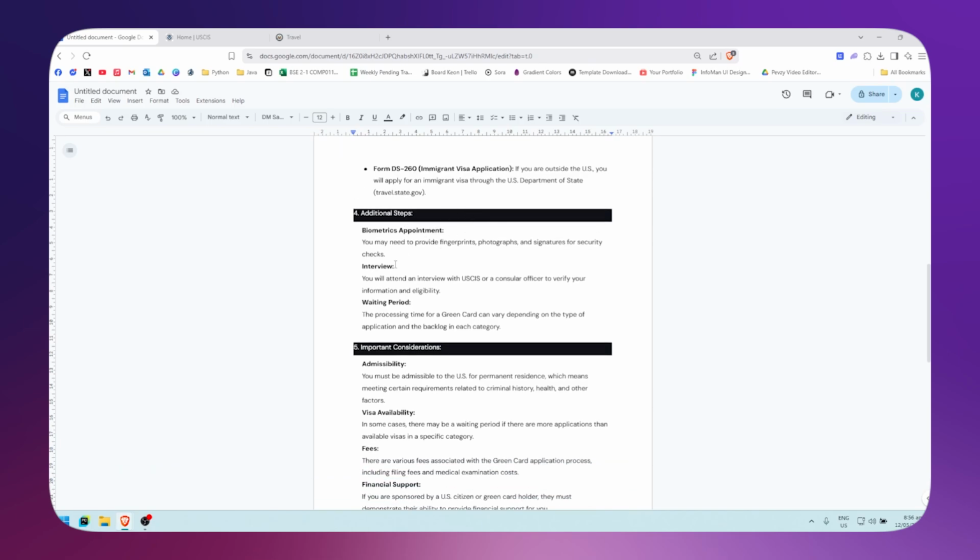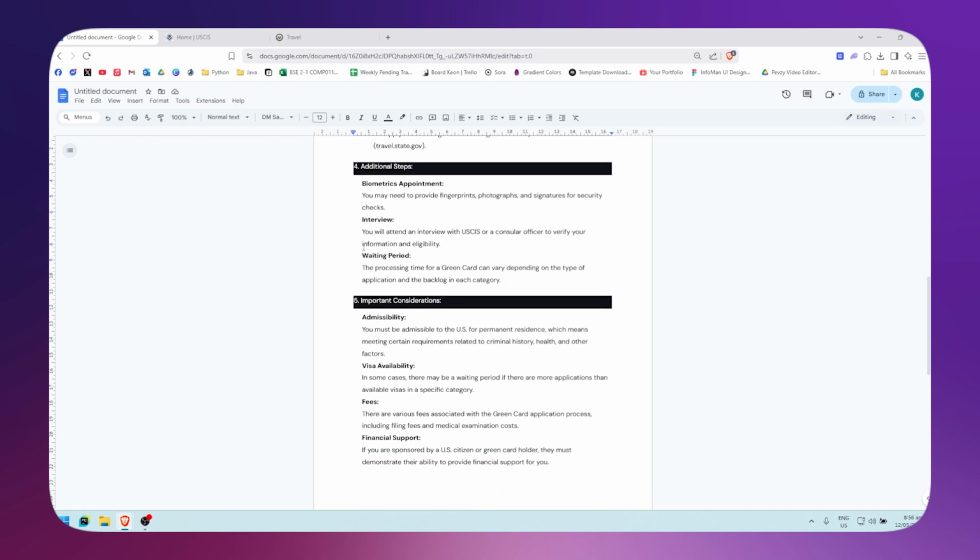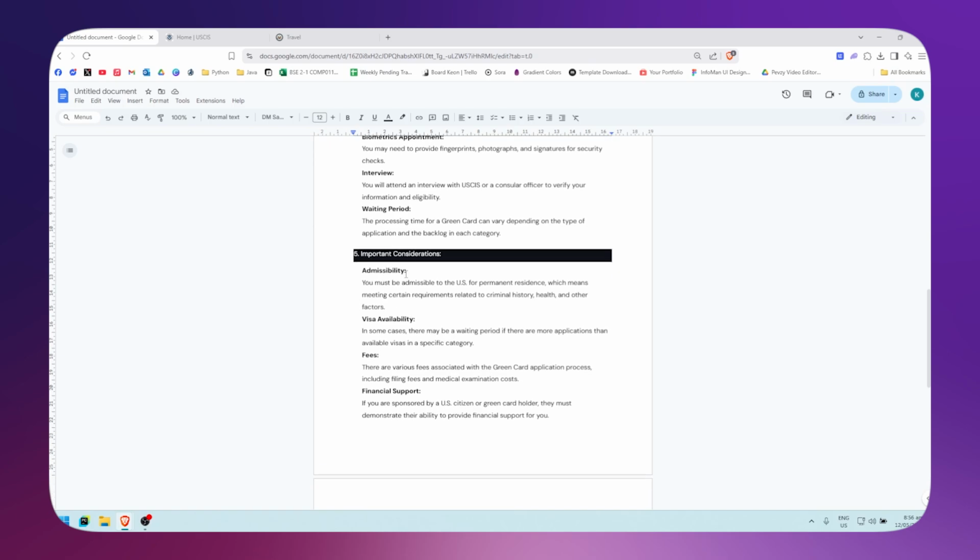And next is additional steps. So for the biometrics appointment, you may need to provide fingerprints, photographs, and signatures for security checks, and also the interview. So you will need to attend an interview with the USCIS or a consular officer to verify your information and eligibility. And the waiting period. The processing time for a green card can vary depending on the type of application and the backlog in each category. And these are important considerations you need to remember.